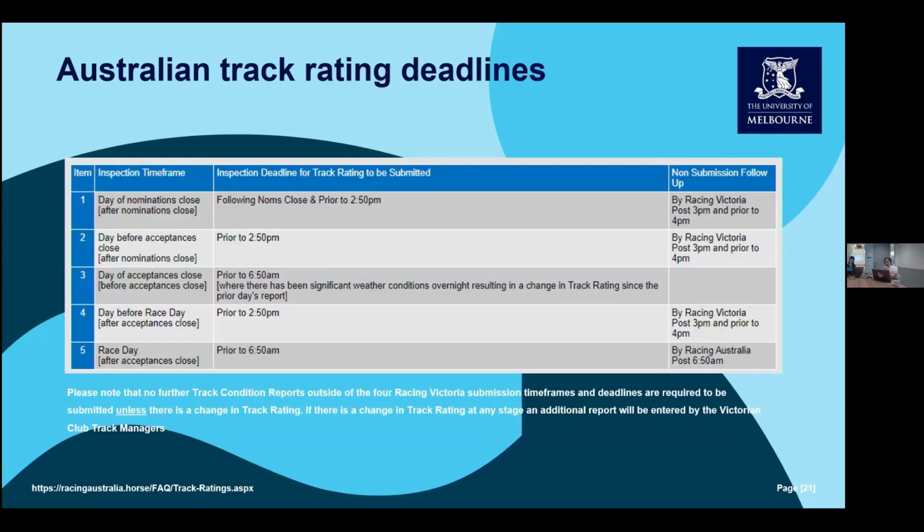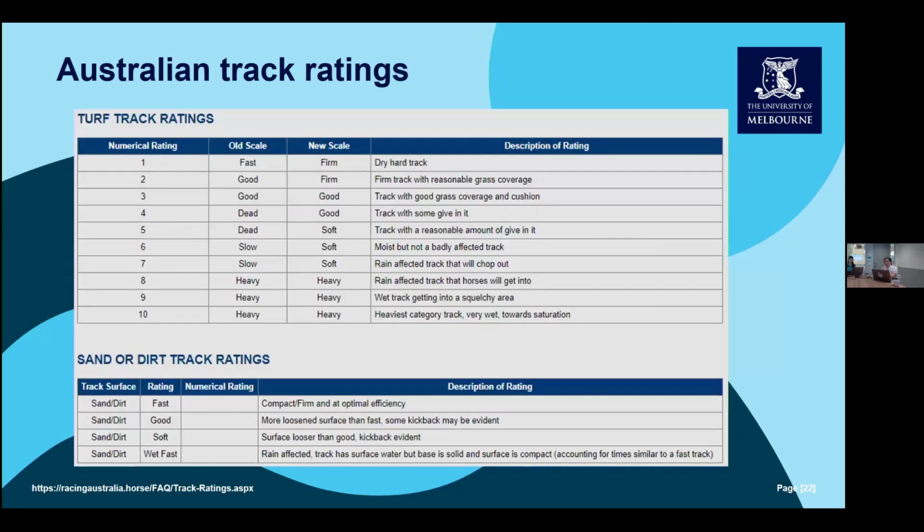We update those penetrometer readings about a week out when nominations close, and about 2 to 3 days out when acceptances close, and then the day prior to the race, and then the morning of the race at about 7 a.m. And because we've just got race days, it's really only that week leading up to the race where any of that information is collected on a consistent form.